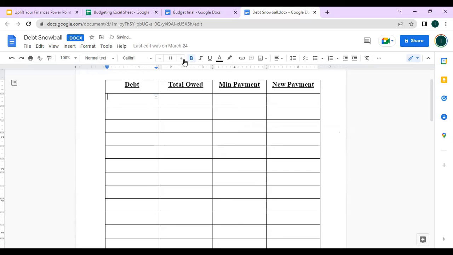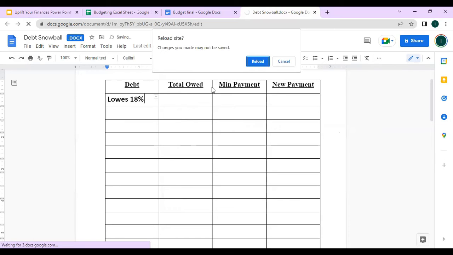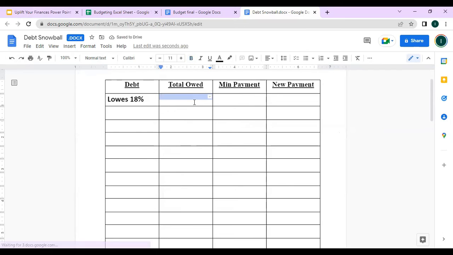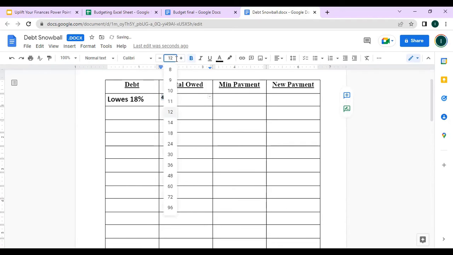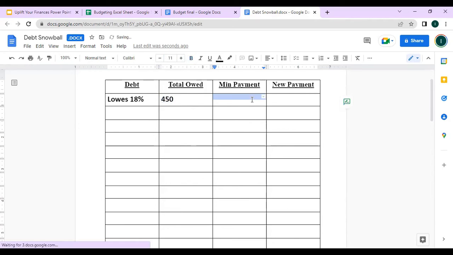let's say this person has a Lowe's credit card with 18% interest. The total amount that he owes on this card is $450. The minimum payment is $50.